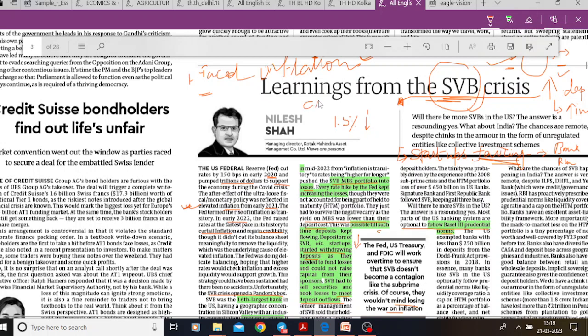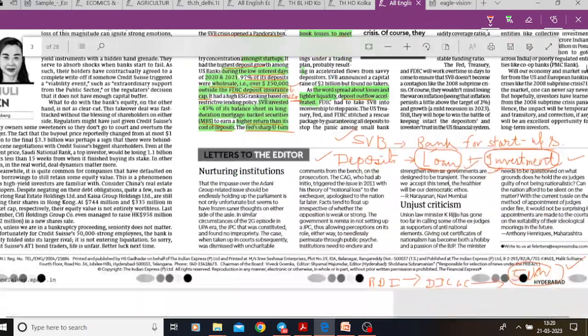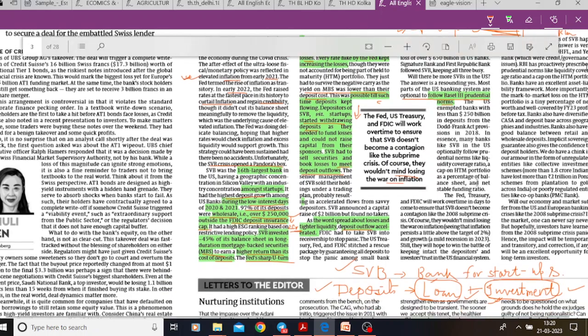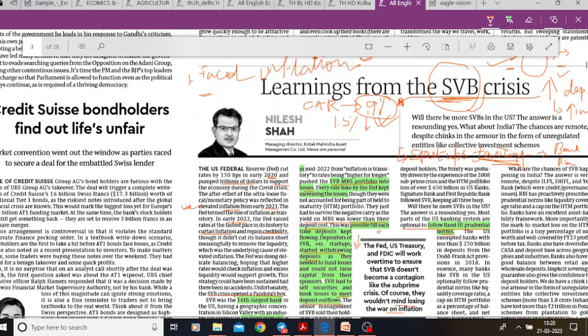The capital adequacy ratio, CAR ratio, that is globally it has to be maintained at 9%. Okay, 9% of your risk weighted asset should be maintained as tier 1 and tier 2 capital, but that Basel norm was not fulfilled by the bank. So there were many loopholes, and that seems to be widening by the day as it is being exposed.